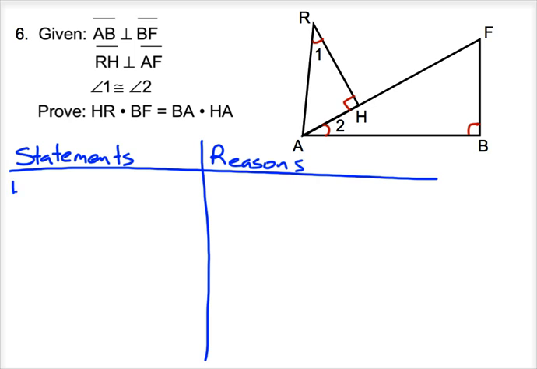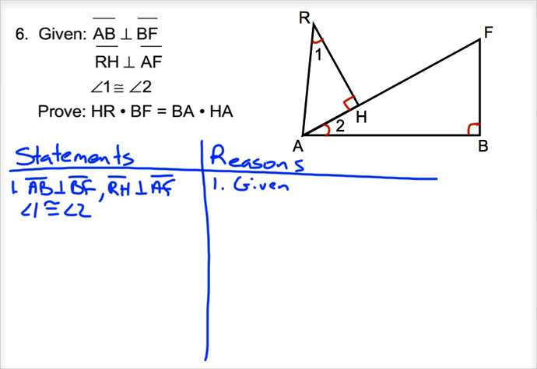So filling in our statement, we're just going to copy the given information. We know AB is perpendicular to BF. I know that RH was perpendicular to AF. And I know that angle 1 is congruent to angle 2. And that was all given.